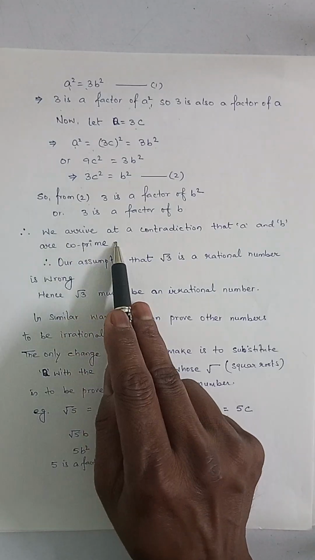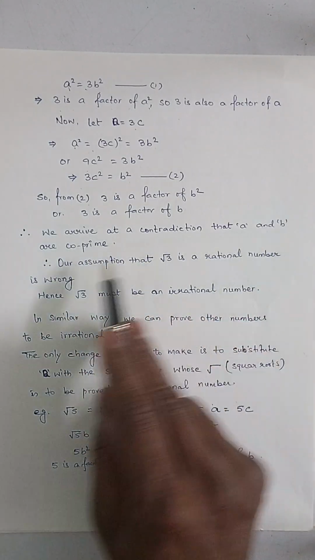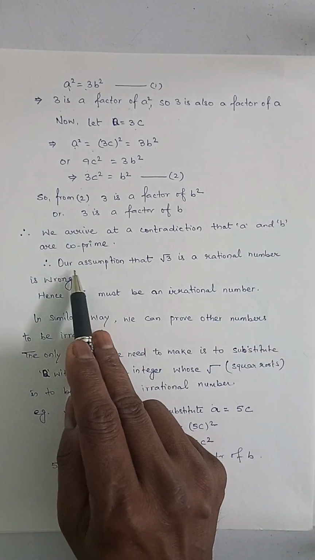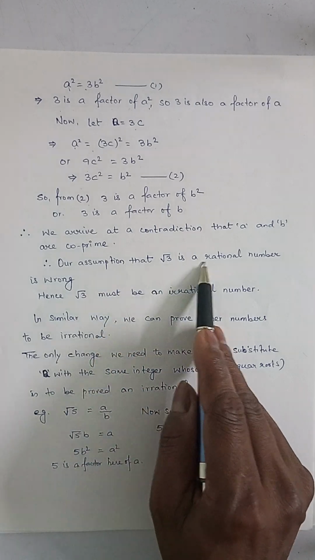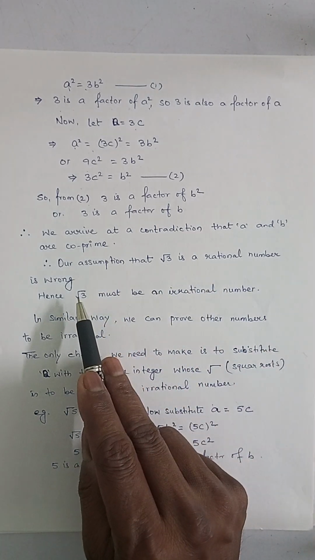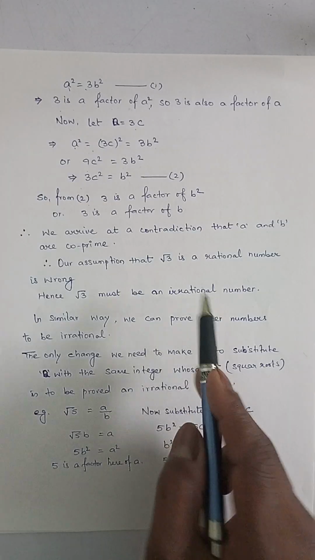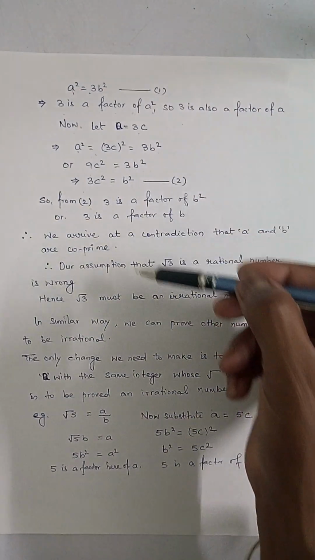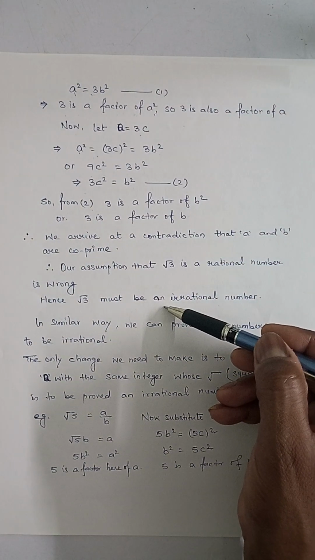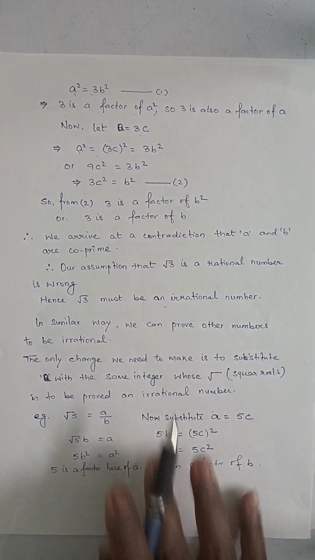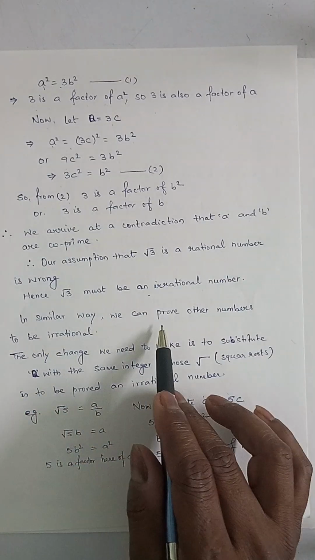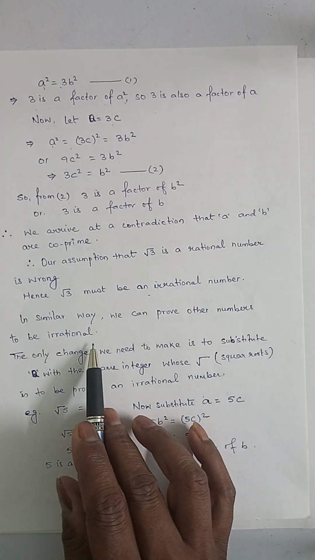Therefore, we arrive at a contradiction that a and b are co-prime. Therefore, our assumption that root 3 is a rational number is wrong. Hence, root 3 must be an irrational number. So we have to write all these lines in order to prove that a number given is an irrational number. In a similar way, we can prove other numbers also to be irrational.